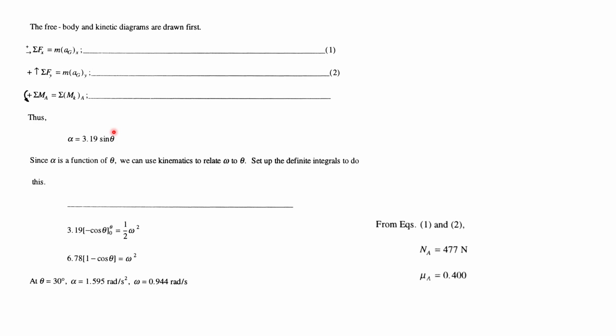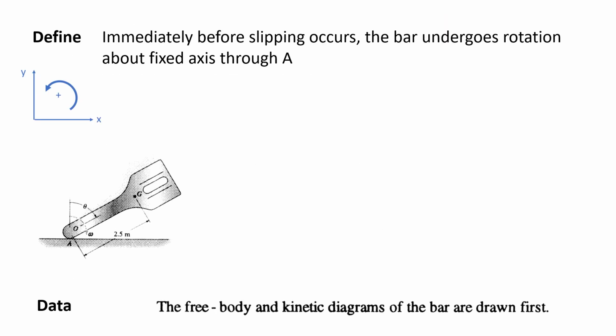By using that, we will find that the value of alpha is equal to 3.19, and we are going to write the alpha as a function of the theta and integrate both sides in order to find the value of mu. This will be done by finding the normal force and the friction force and then calculating the value of mu. So again, we are going to sketch the free body diagram and the kinetic diagram.